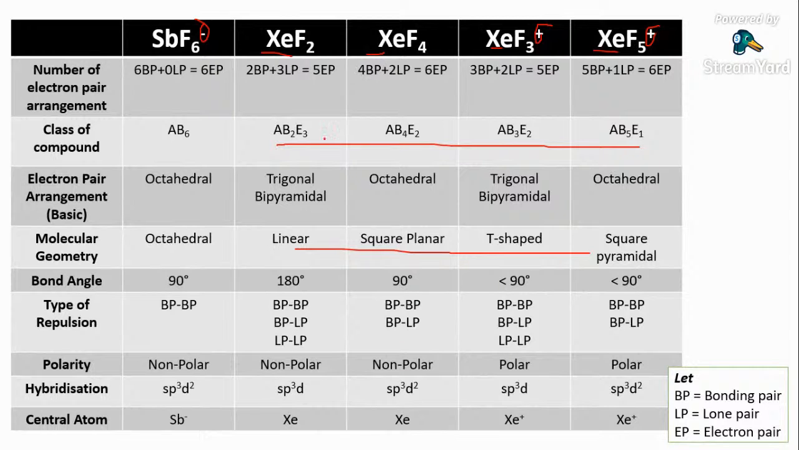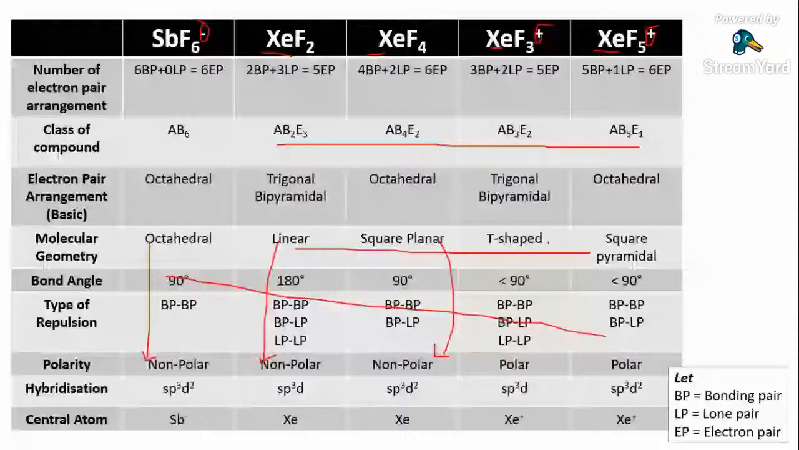Okay, let's check polarity. If you check octahedral, since all have the same terminal atoms, it's non-polar. This one with the same terminals and linear is still non-polar. Square planar, as I mentioned, has lone pairs but is square planar, so non-polar. T-shape with lone pairs cannot cancel off, so it is polar. Square pyramidal cannot cancel off, polar. And then hybridization depends.